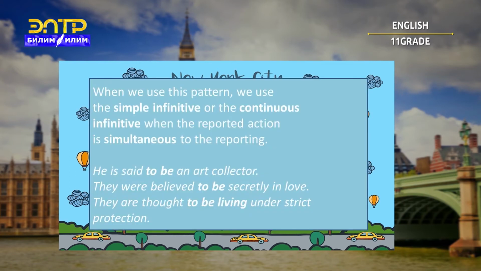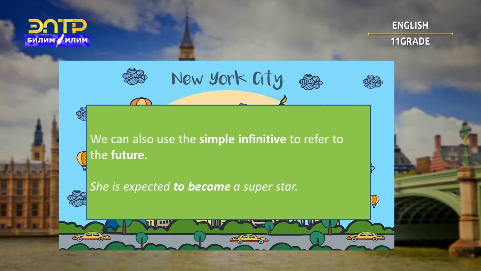When we use this pattern, we use the simple infinitive or the continuous infinitive when the reported action is simultaneous to the reporting. For example, he is said to be an art collector. They were believed to be secretly in love. They are thought to be living under strict protection. We can also use the simple infinitive to refer to the future. For example, she is expected to become a superstar.